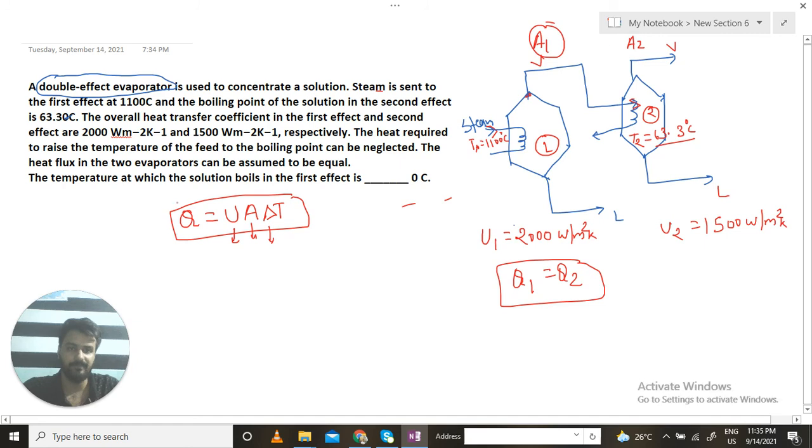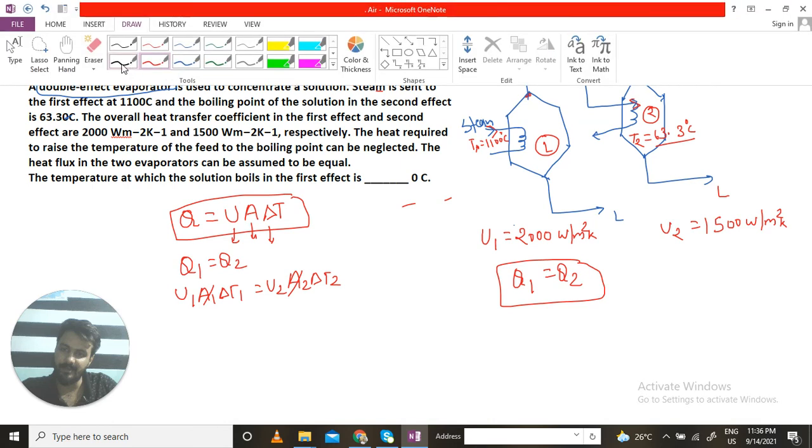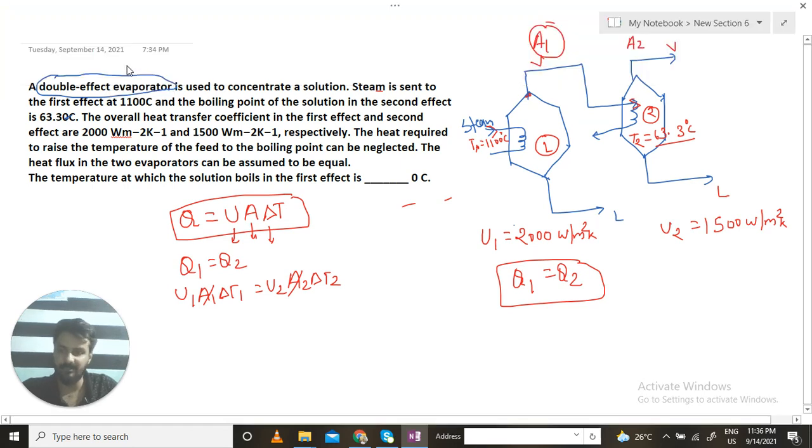Okay. So here you can assume Q1 is equal to Q2. So here you can write U1 A1 ΔT1 is equal to U2 A2 ΔT2. Here the area is the same, so you can cancel out the area. Now what we have got from the derivation is U1 ΔT1 is equal to U2 ΔT2. Okay. Now U1 and U2 are given.